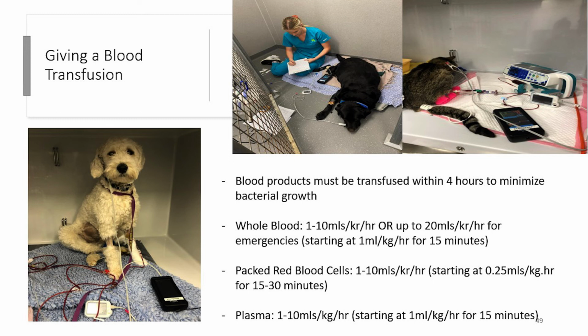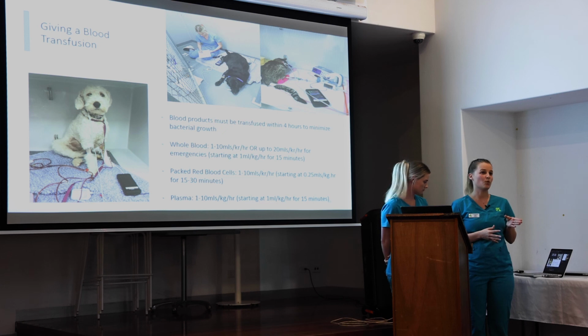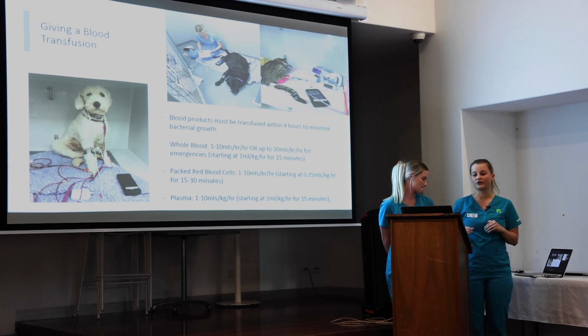For packed red blood cells, it's essentially the same. We've got our 1 to 10 mils per kilo per hour. Instead of starting at 1 mil per kilo per hour, we do start at 0.25 mils per kilo per hour for that 15 to 30 minute mark, and then again slowly increase that until you reach your desired rate. And our plasma is 1 to 10 mils per kilo per hour, starting at 1 mil per kilo per hour and gradually increasing.